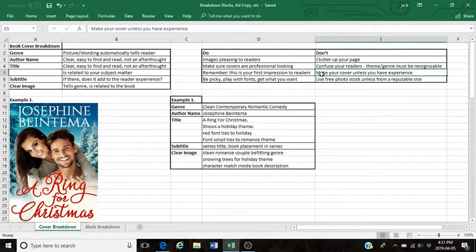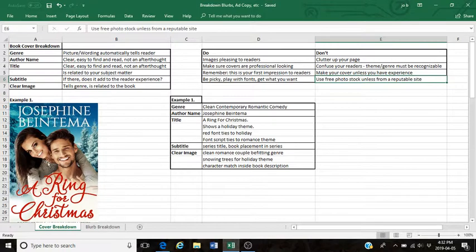Don't make your cover unless you have experience. If you're good at doing Photoshop or putting your fonts in and stuff like that, you might want to do your cover yourself and save some time and money. But if you're not, and you don't have a particular talent for it, don't go cheap on it. Because again, like we said, your first impression is your cover. Do not use free stock photos unless they're from a reputable site, because the last thing you want or need is somebody suing you because you used their image without their license.